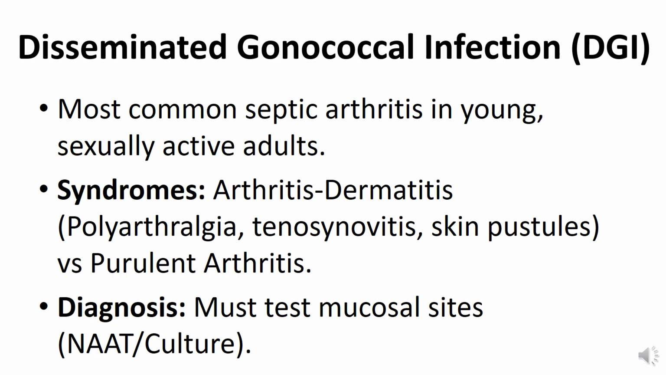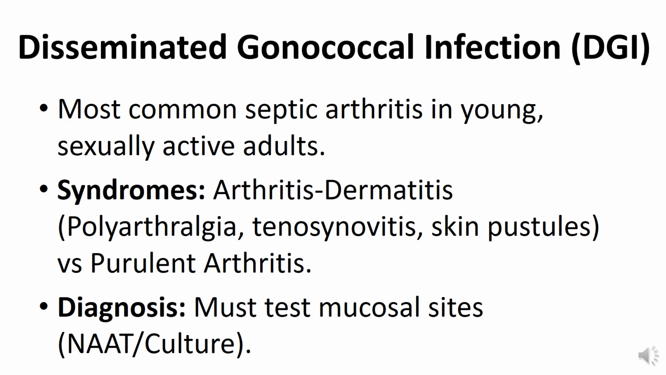The second presentation is purulent arthritis. In this form, the infection localizes within one or occasionally a few joints, producing a picture similar to other causes of septic arthritis. Patients develop acute joint swelling, warmth, tenderness, and restricted movement. The knee is frequently involved, although other large joints can also be affected.